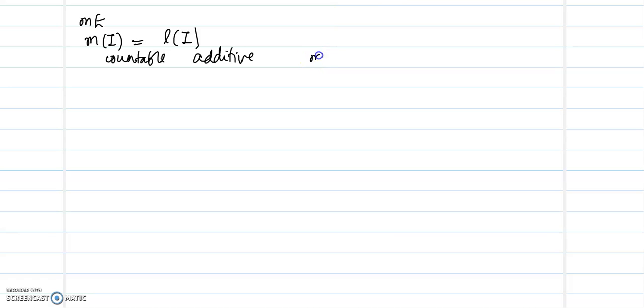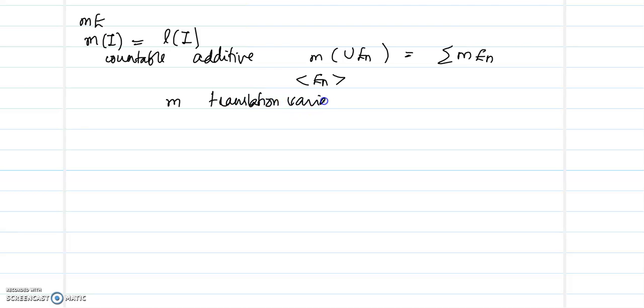That means when we take m of a sequence E n, if they are disjoint sets, then when we take m of union E n, that must be equal to summation m of E n. So the last property we have seen was that m must be translation invariant. So these are ideal properties of measure, but all this cannot hold. So we will be defining measure by weakening few of these properties.